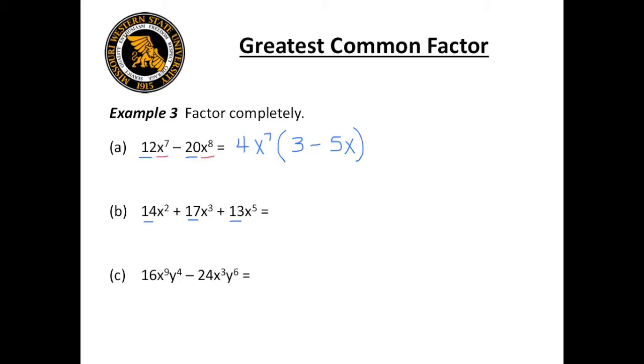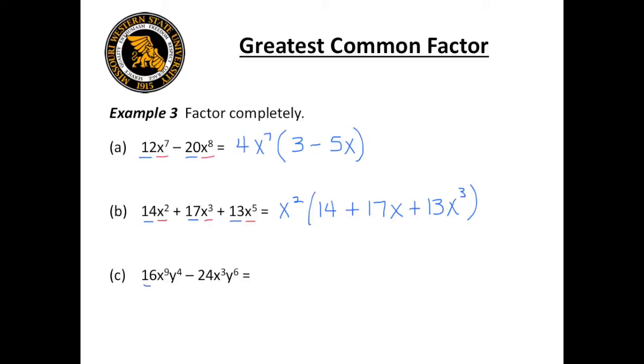So moving then to our variable factors, we see that the greatest factor involving x is x squared. So our greatest common factor in this example is simply x squared. And dividing each term by x squared leaves us with 14 plus 17x plus 13x cubed. Now consider example 3c.